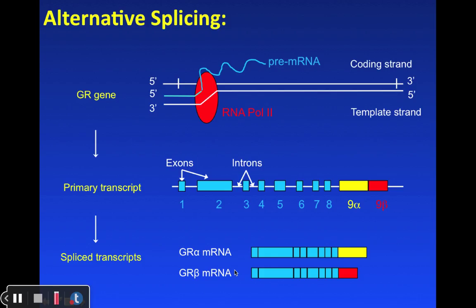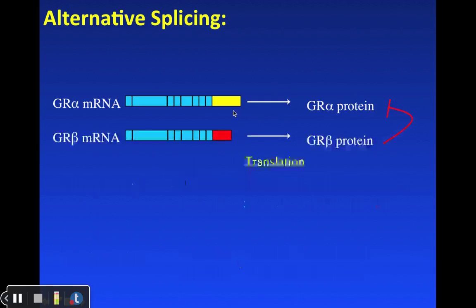And notice between the alpha and the beta form, the first 8 exons are the same. However, it's this very last exon, which if we have the alpha form, incorporates the yellow exon, but the beta form incorporates the red exon. So it's this last exon that differentiates the alpha versus the beta form. So again, you can imagine if you have these two different pieces of messenger RNA, if they are then translated, they're going to give us two slightly different proteins. Again, namely the alpha and the beta form of the glucocorticoid receptor.